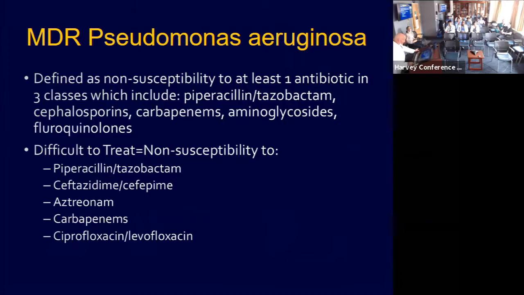The other thing about MDR Pseudomonas is it becomes MDR via many different mechanisms. Pseudomonas can produce a carbapenemase. It also has an outer membrane that it can close off, so antibiotics can't diffuse through. It has porin channels within its cell wall that can close up. And it can also have a drug efflux pump. That's why Pseudomonas is so problematic. It has so many different ways of developing resistance.